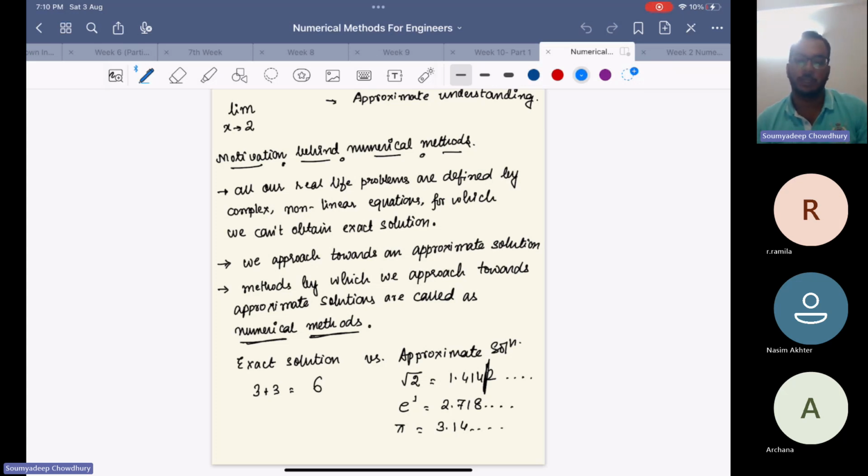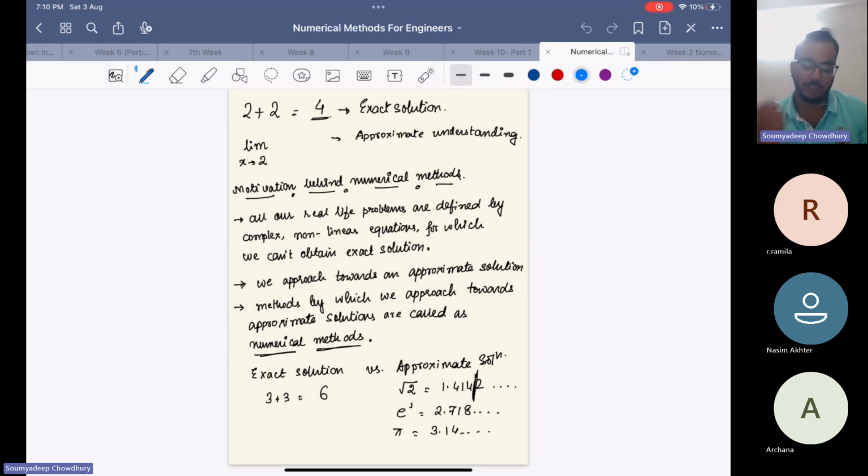So if I have an equation like x square equals 2, and I ask you the value of x, that is square root of 2, you cannot exactly give me the solution, right? You'll give a rounded off or truncated solution. So that is the difference between the exact solution and the approximate solution.